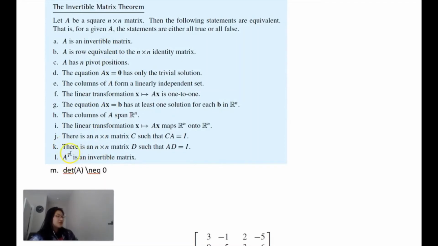Our transpose is also invertible, which we're going to look at with determinant transposes later. And our determinant of A is not equal to 0. We have a non-zero determinant for A. And that means that we also have enough pivot positions, the same number of pivots as we have rows, and we have columns that are linearly independent. So these are all saying the exact same thing.